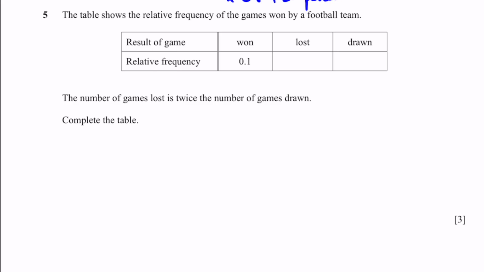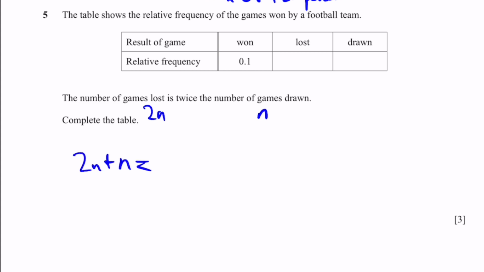The table shows the relative frequency of the games won by a football team. The result for winning is 0.1. Lost and drawn are not given. The number of games lost is twice the number of games drawn. Complete the table. So let's say the number of games drawn is equal to n. So the number of games lost will be 2n.